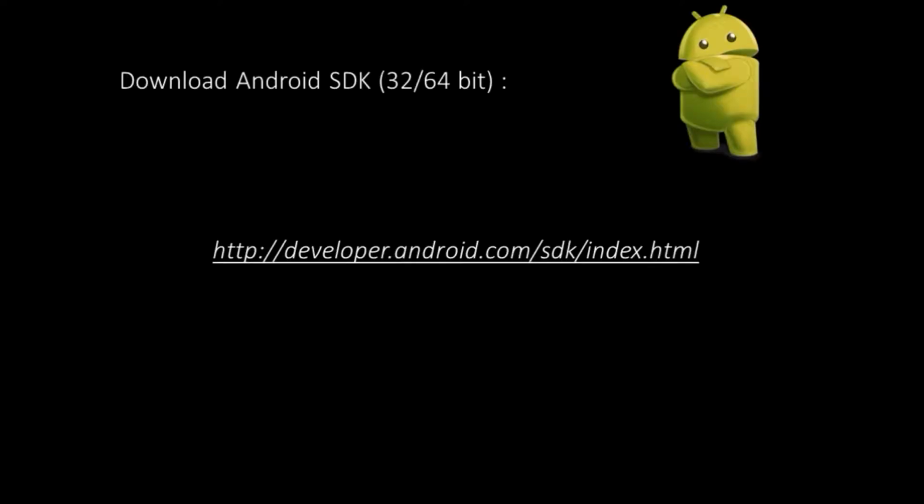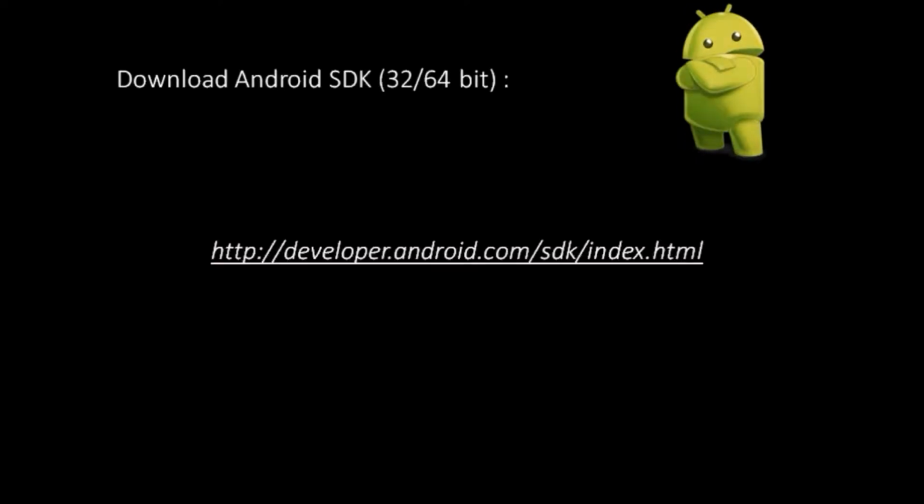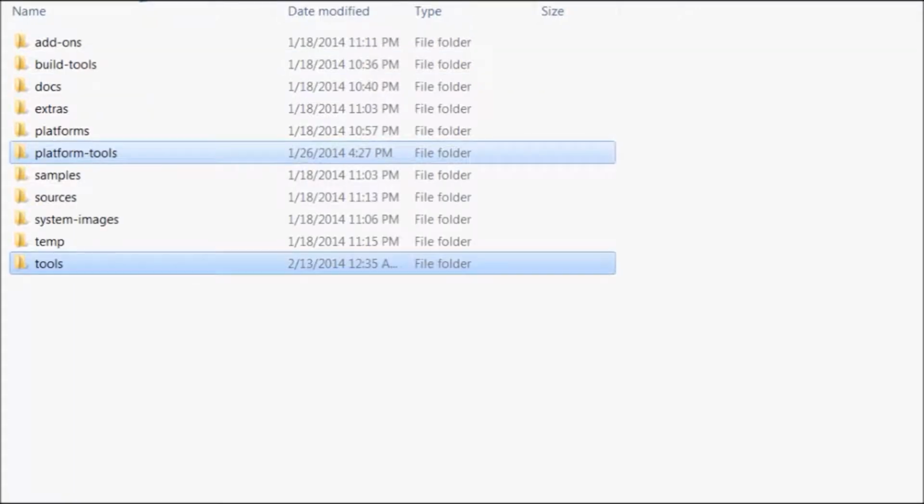Now if you don't have Android SDK, download full setup from the link mentioned on the screen and unzip it to your local machine. Observe folder hierarchy. Inside Android main folder, you will see SDK subfolder and then platform tools and tools subfolder. Please note the location of these folders which would be needed in subsequent section.